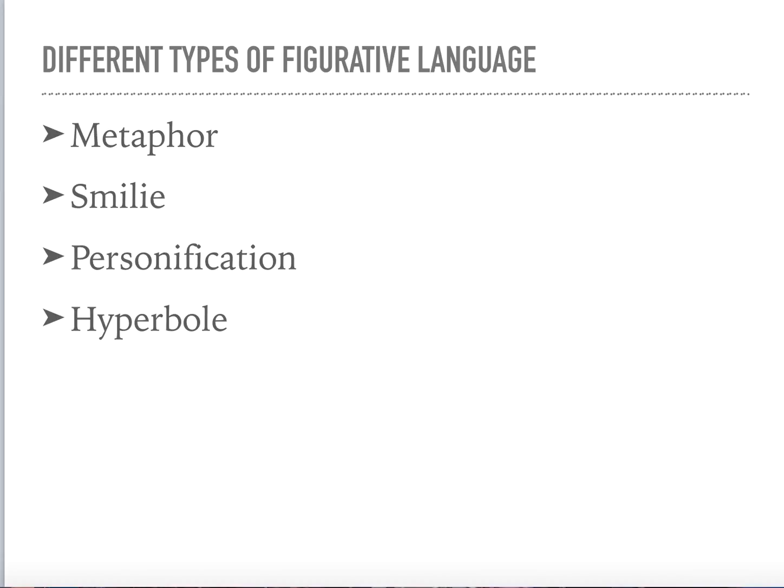Now, there's a lot of different pieces of figurative language out there, but today we're just going to focus on these four. Okay, we have metaphor, simile, personification, and hyperbole. And these are probably the four pieces of figurative language that are going to be not only the easiest to identify, but also come up the most in different pieces of literature.